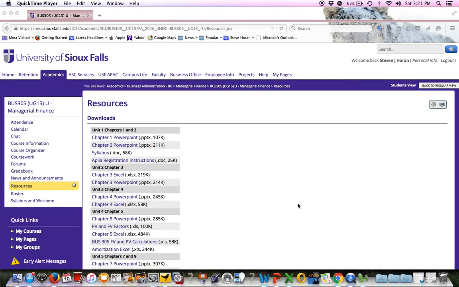Excel for Chapter 5, our present value chapter. I just got this screen open on our class under Resources, and I'm looking at the Unit 4, Chapter 5 stuff. There's the PowerPoint, and then there are 4 different Excel files. I already have these four open, but I wanted everybody to see where they came from.